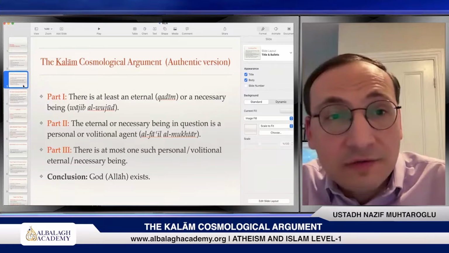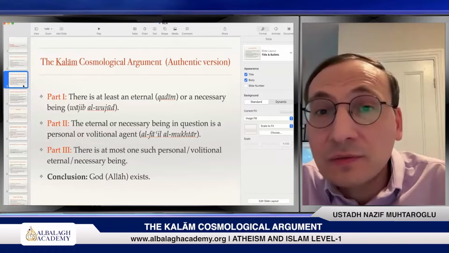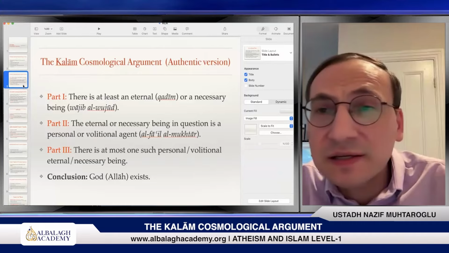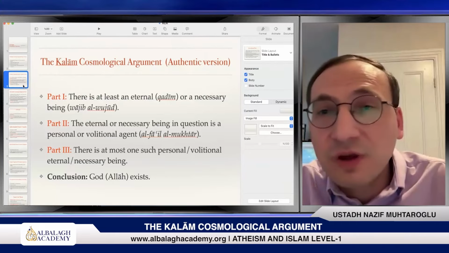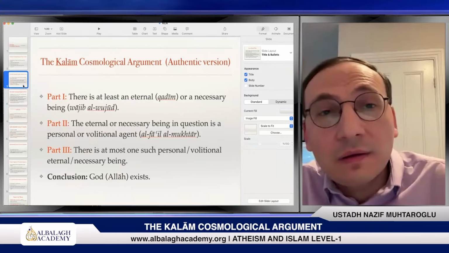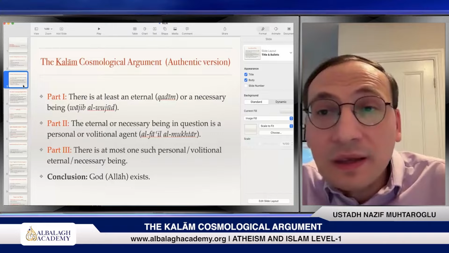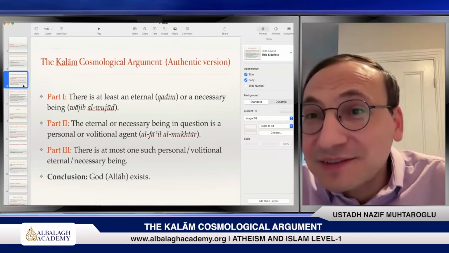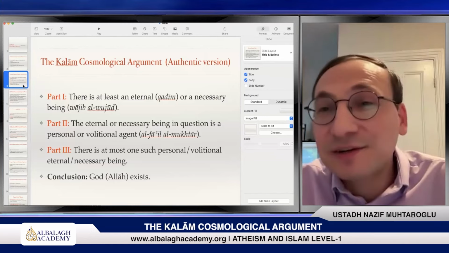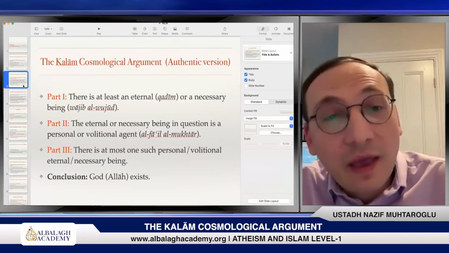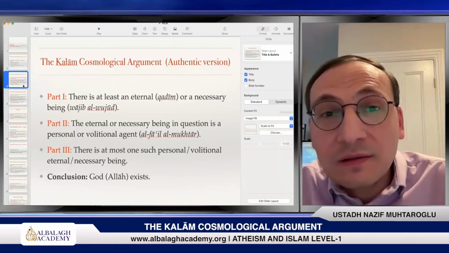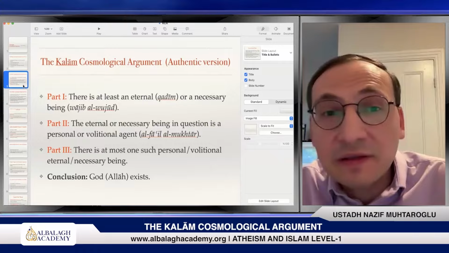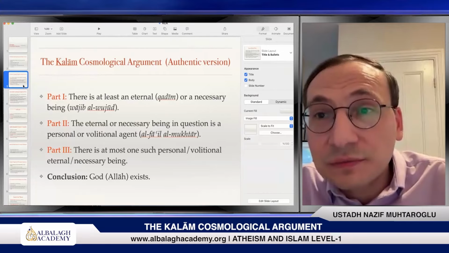you can only arrive that there is at least one eternal being or a necessary being. By the way, the Mutakallimin use eternal and necessary interchangeably. This is why I use them here, both. Dalīl al-Ḥudūth only shows that there is at least one such being. But there might be other eternal or necessary beings? How can you block it? And additionally, that eternal or necessary being might not be a personal agent, having like will, knowledge, and power altogether.